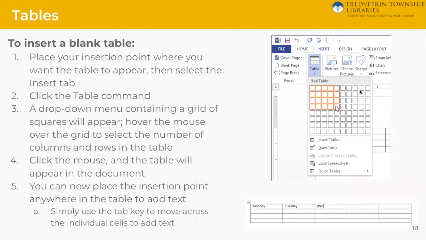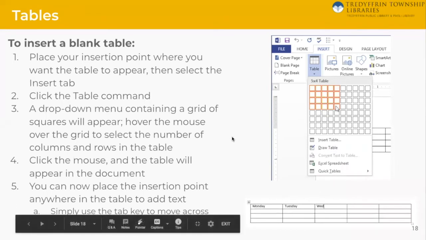So columns will be left and right, and then rows will be up and down. I always get them switched. So say you wanted a 5x4 table, so 5 columns and 4 rows, you would just move over 5 and then down 4 as you see in the picture here. Once you're happy with how many rows and columns there are, you'll left click on that bottom right square and it'll drop in the table for you.